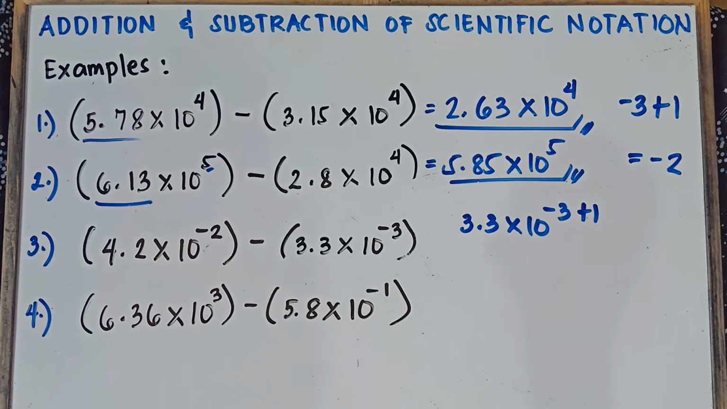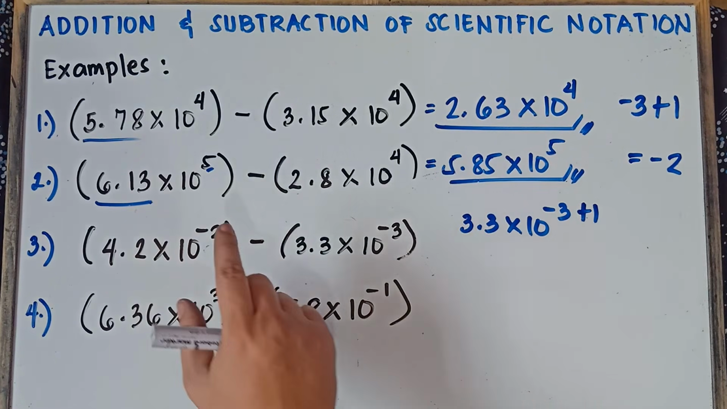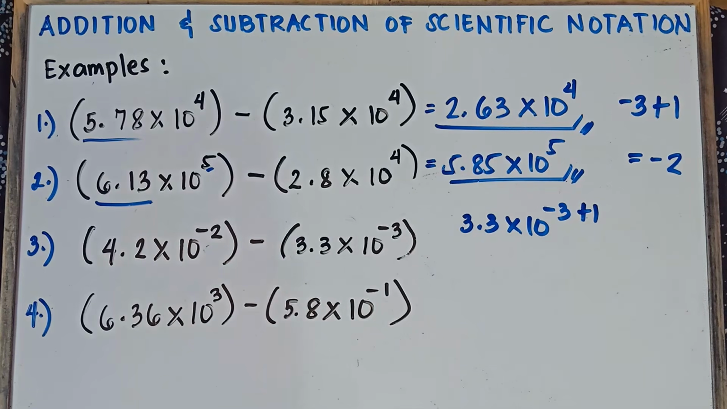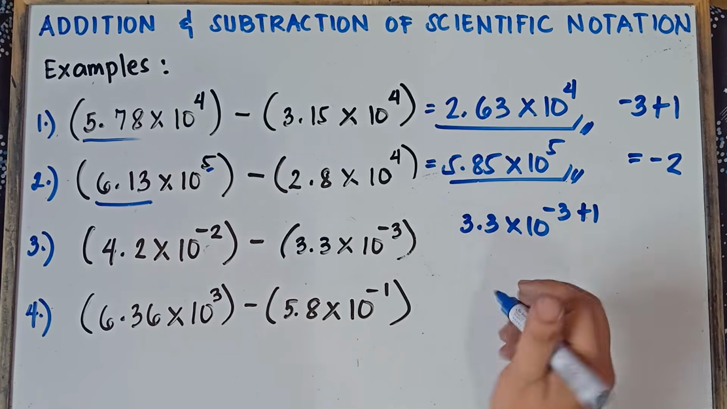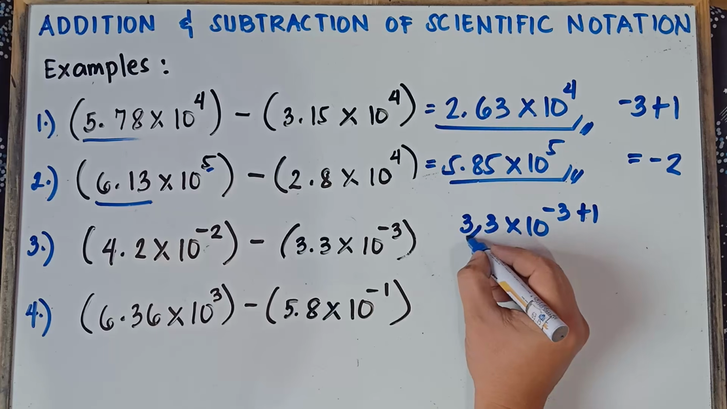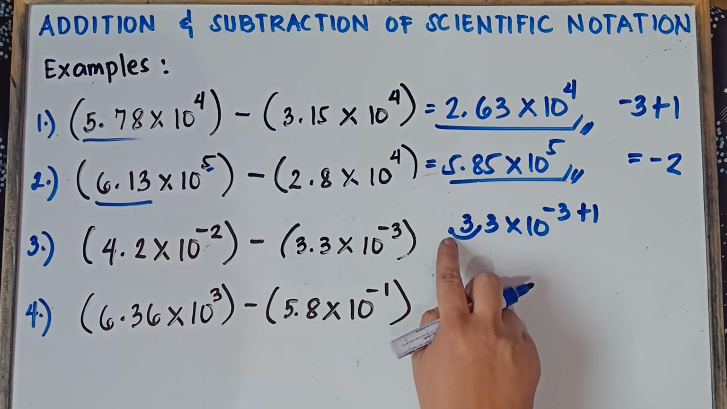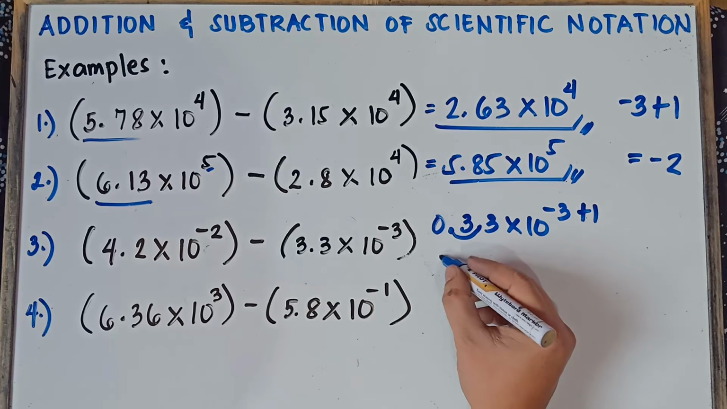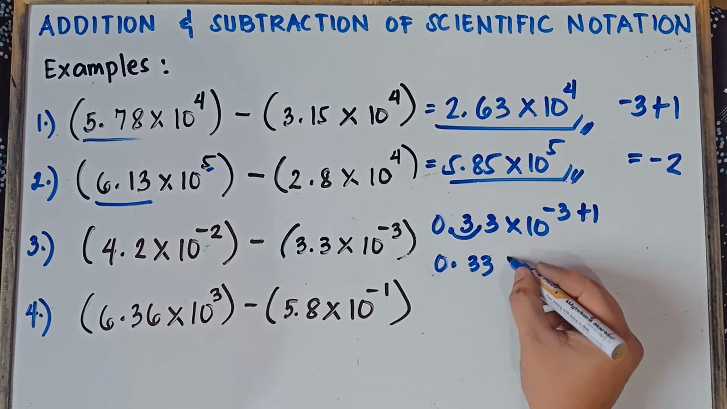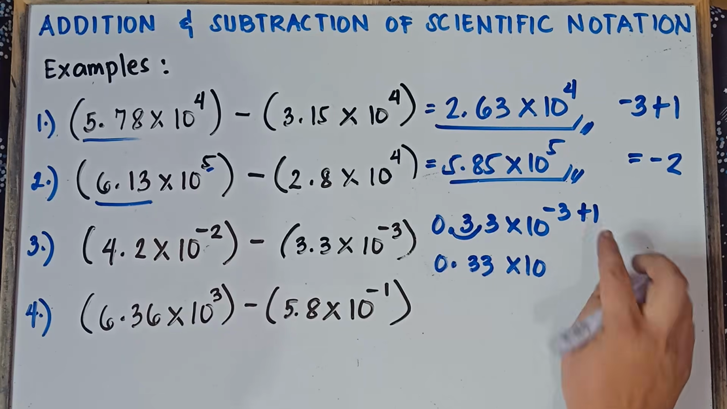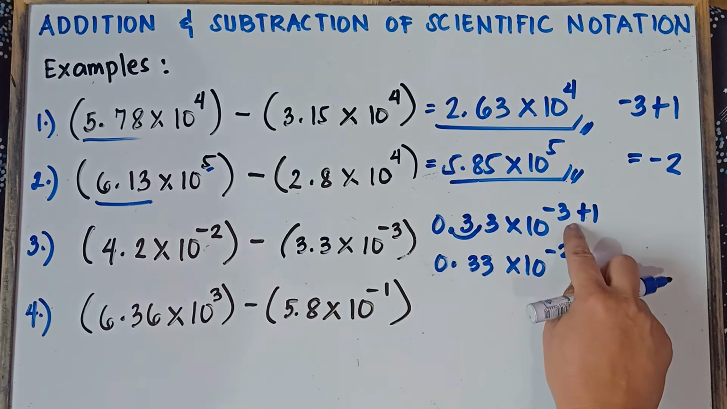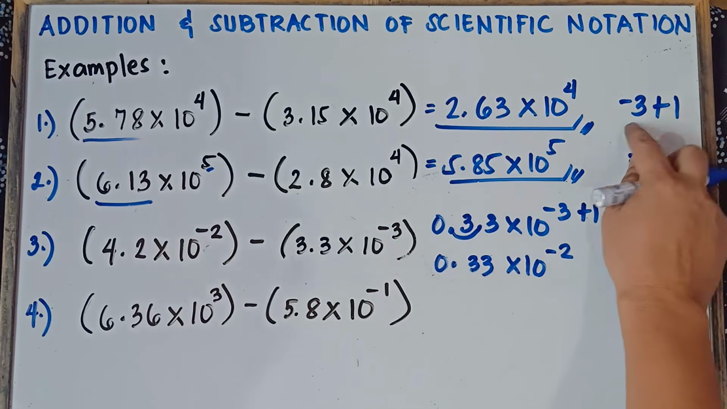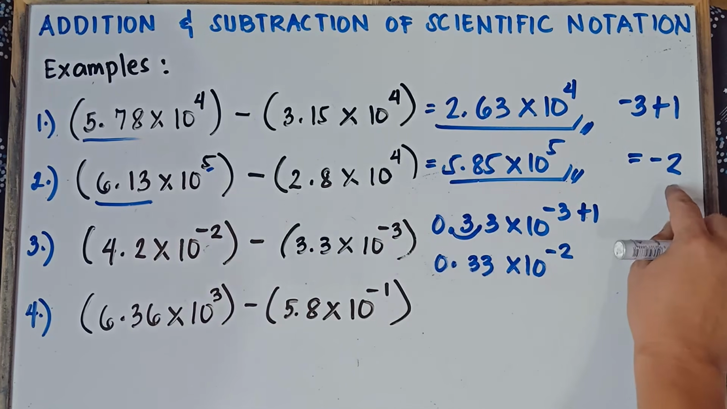So therefore, to make this negative 3 become negative 2, we need to add 1. Now once we add 1, therefore, we need to move the decimal point right to left once. And the decimal point will be here, so add 0. So this will be 0.33 times 10, negative 3 plus 1, that would be negative 2. I hope it's clear for you, class. Why do we add positive 1 to make this negative 3 become negative 2? Because negative 3 plus 1, the answer, class, is negative 2.